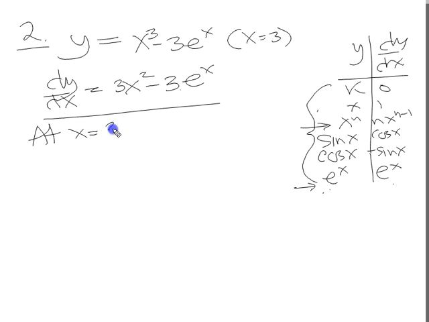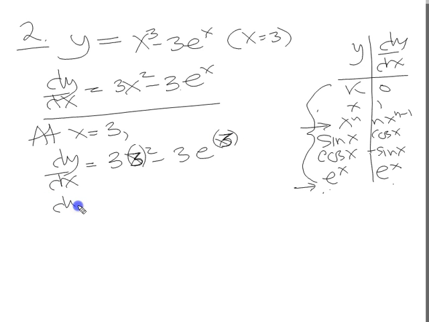At x equals 3, dy/dx equals 3x squared minus 3e to the x. And the input value is 3. So wherever we see an x in the right hand side, put a little bracket around it and overwrite the x with the value that we want to input. There we go. So let's just type it in the calculator then.